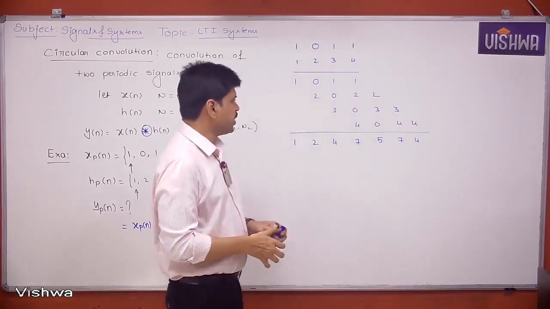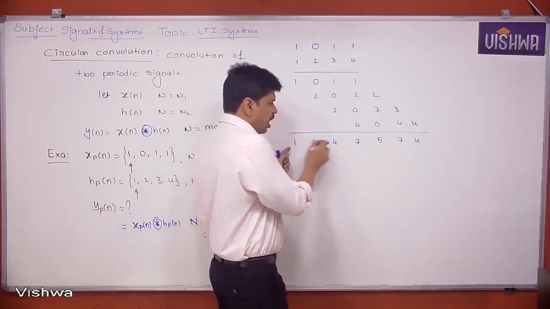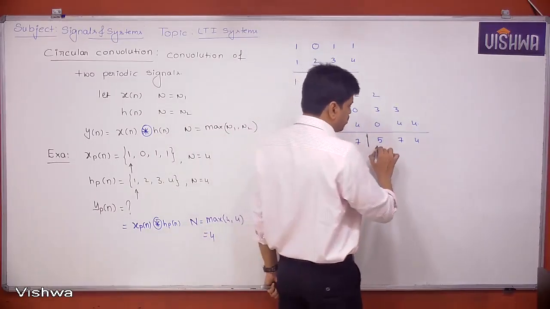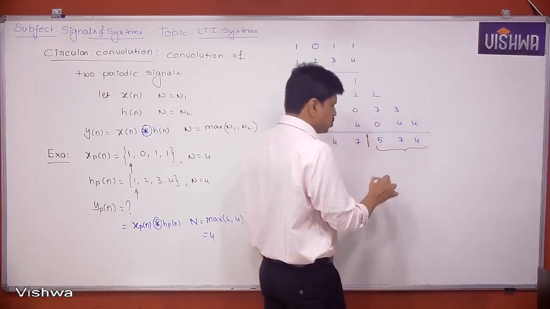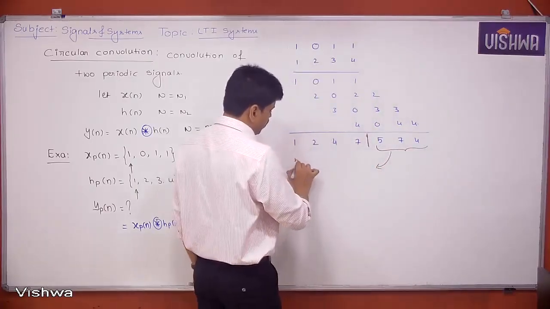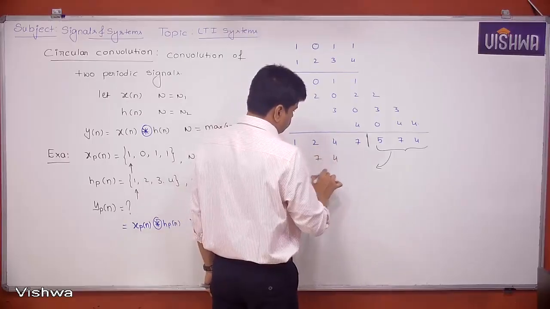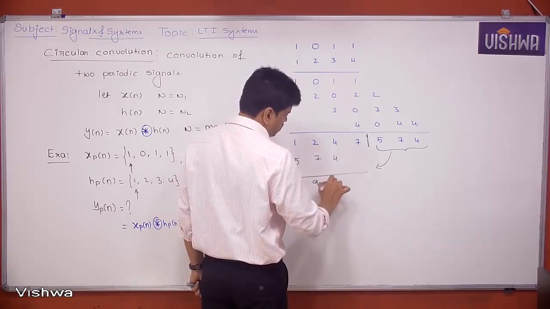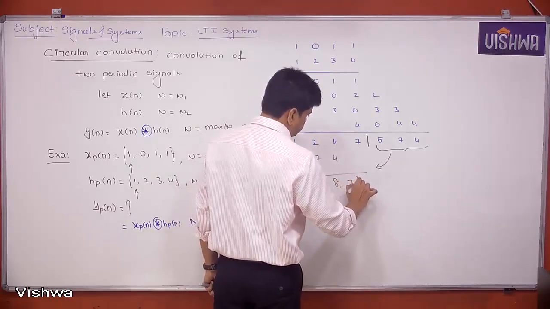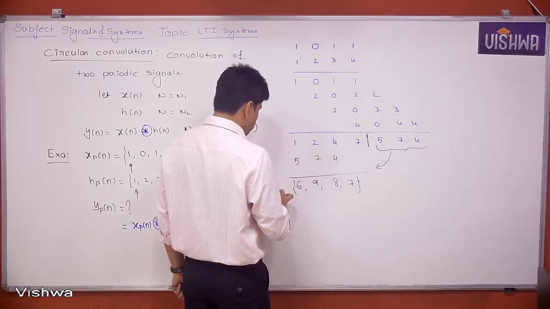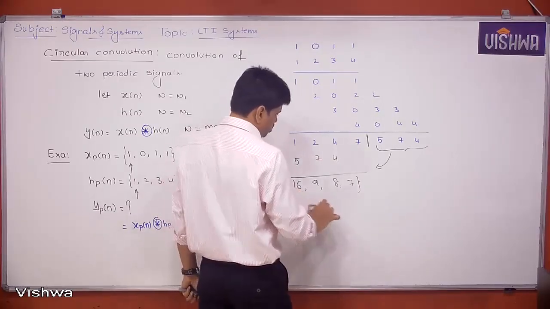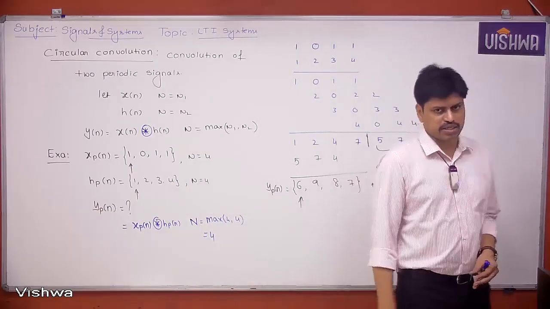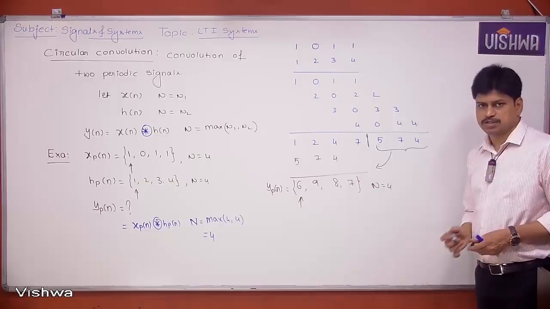Now, what is the period of y of n, which is nothing but 4? Means after 4 samples, the remaining we have to take them blockwise. So we have 3 only, we don't have the 4. So bring that 3 here. So we can write 5, 7, 4. Add them. So we are going to get 6, 9, 8, 7. So this is the output yp of n, the periodic output, with the period n equal to 4. Understood?